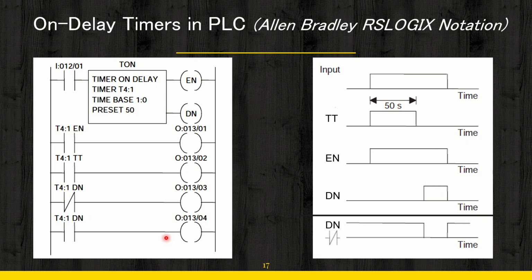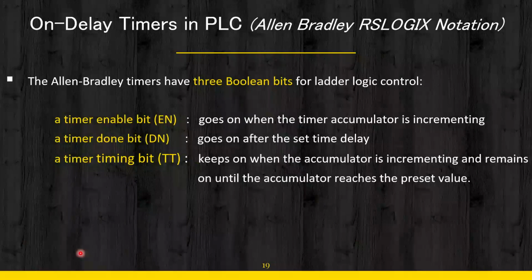And finally, if you take the NC contact or the reverse contact of the done bit, then you will have a completely opposite operation than the done bit. That is the reverse operation of the done bit. So you can just verify your concepts.